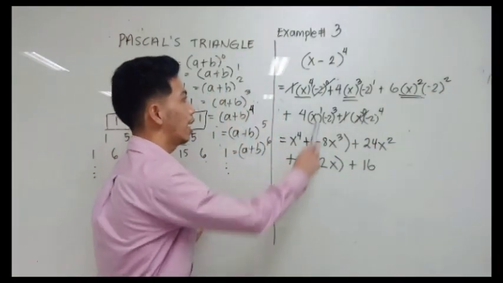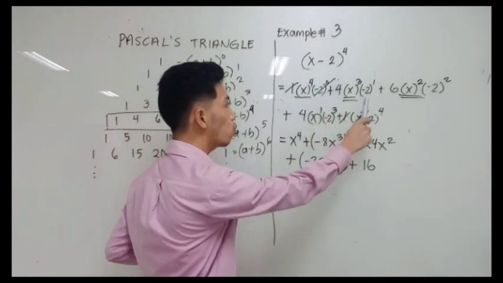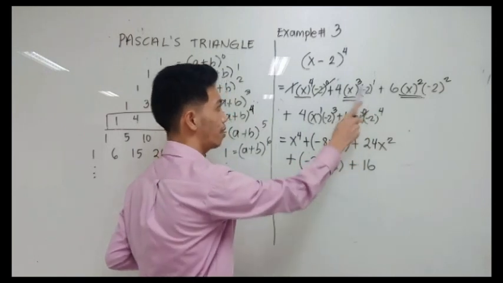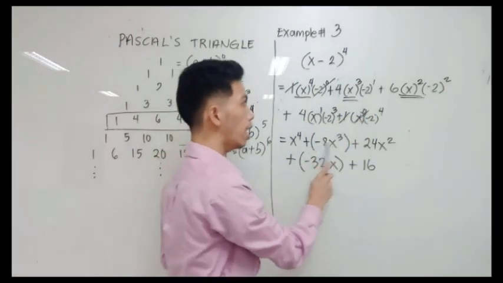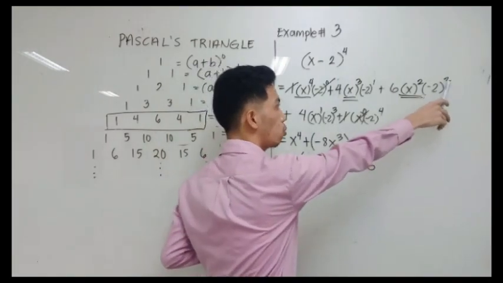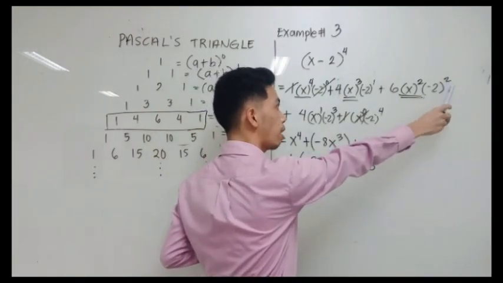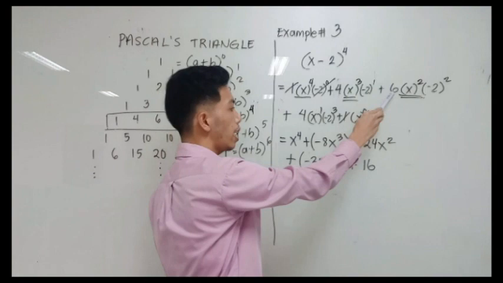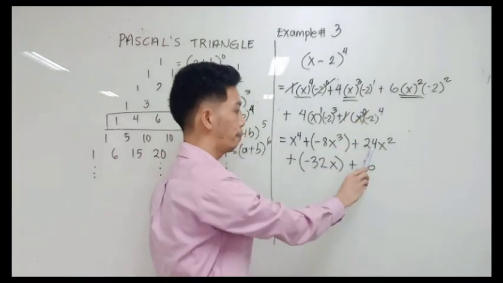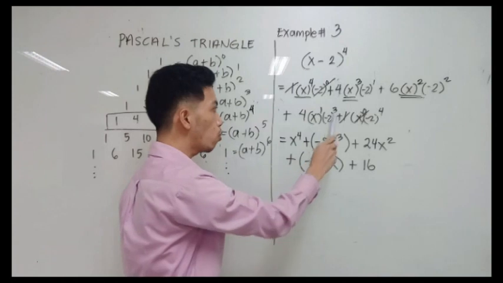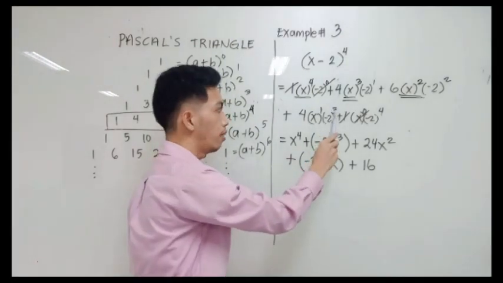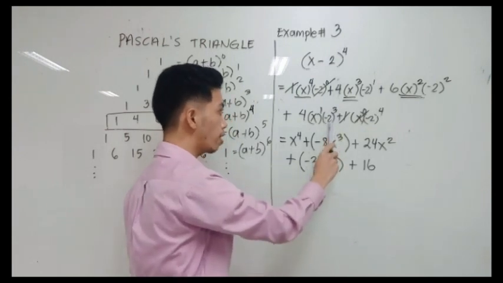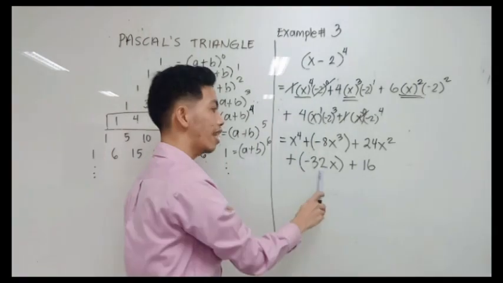Pansinin nyo, negative 2 raised to 1, ang 1 ay odd number. So, ibig sabihin, ang sagot ay negative 2. Times 4, negative 8. Ito, negative 2 raised to 2, even number si 2. So, 2 times 2 is 4, positive 4. And then multiply by 6 will give us positive 24. You have negative 2 raised to 3. 3 is an odd number. Odd number ang exponent, ang sagot, negative. Negative 2 raised to 3 is negative 8. Times 4 is negative 32.